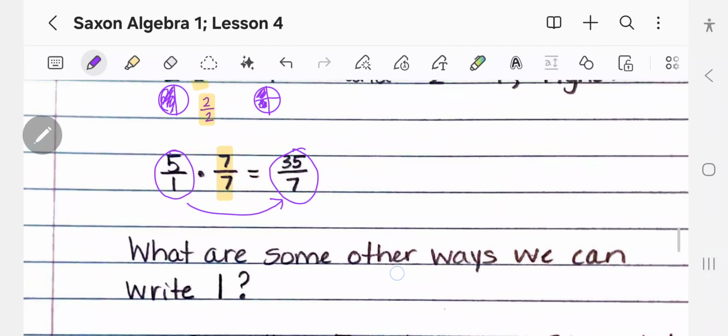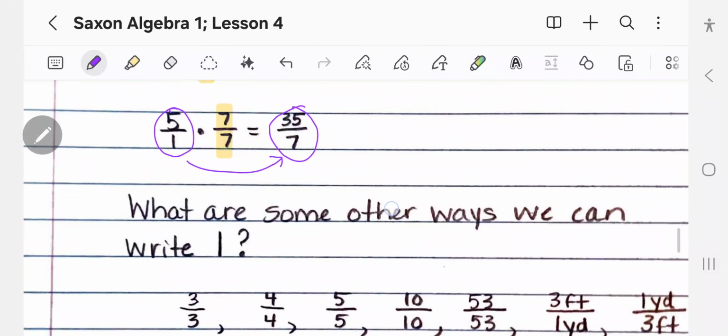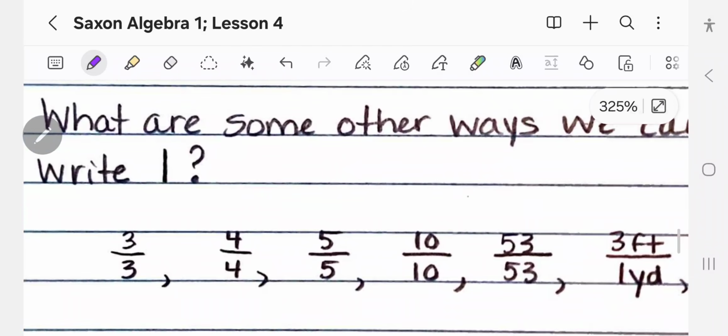So what are some other ways that we can write 1? What about these? 3 over 3, that's equal to 1. 4 over 4, that's 1. Remember, you can think of that bar here as a divide, so 5 divided by 5. That's a 1. 10 divided by 10 is a 1. 53 over 53 is 1.